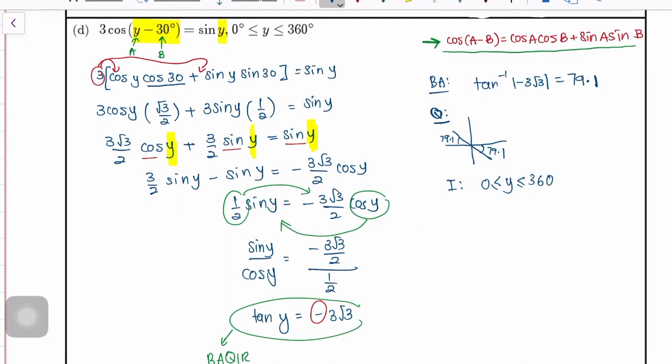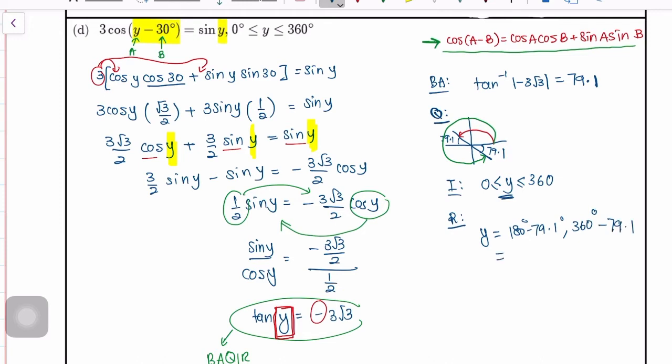Tengok balik pada tangent kita, we have y. So, maksud dia y lah. Ada perubahan tak pada interval? Tak ada, so biarkan macam tu. Then, rotation kita. y equals 180 minus 79.1, and another one, kita guna warna ni pula, daripada sini ke sini, so maksud dia 360 minus 79.1.